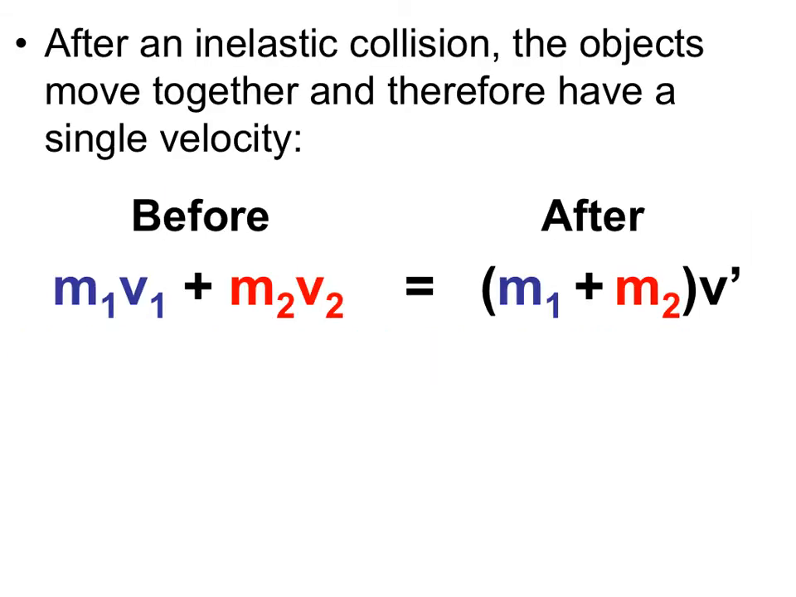After an inelastic collision, the objects, as we said, move together, and because of that they have just a single velocity. So the momentum before is still equal to the momentum after, but in this case we have M1V1, or the momentum of object 1, plus M2V2, or the momentum of object 2, is equal to the masses of both objects times their final velocity, or the momentum of 1 plus 2. And let's see what that looks like.